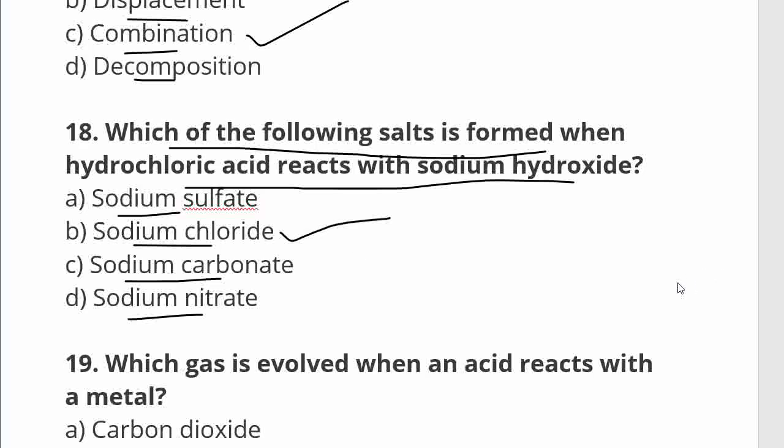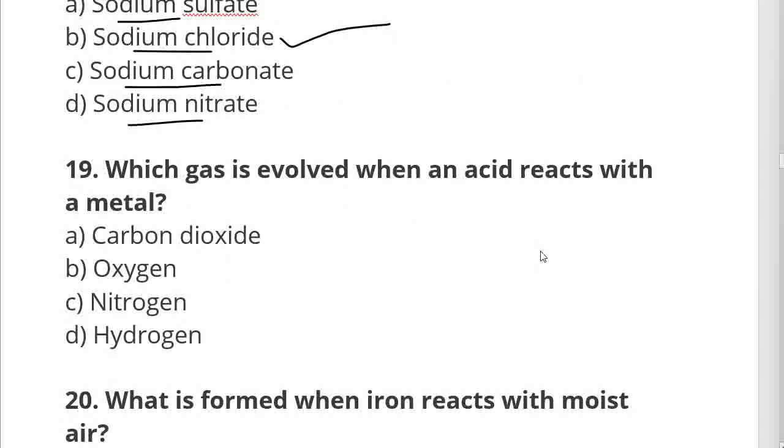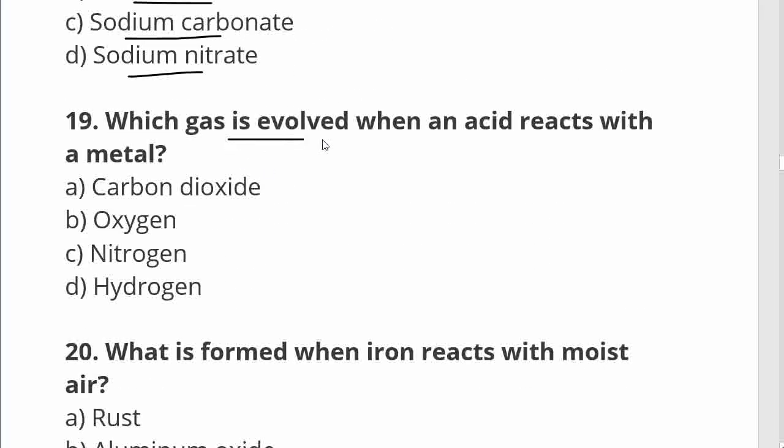When hydrochloric acid HCl reacts with sodium hydroxide NaOH, it forms sodium chloride NaCl and water. This is a neutralization reaction. Now the next question is, which gas is involved when an acid reacts with a metal?